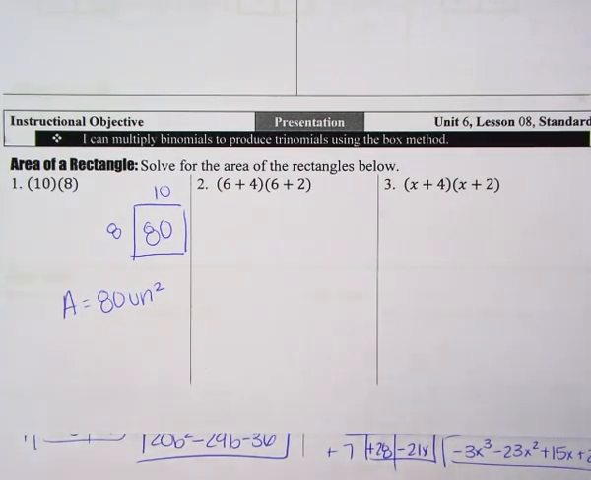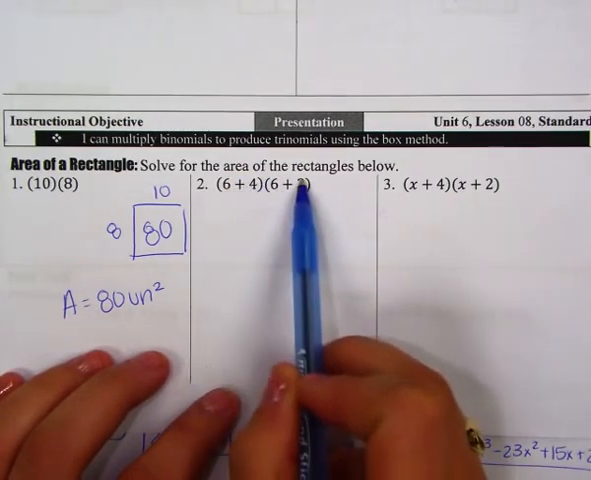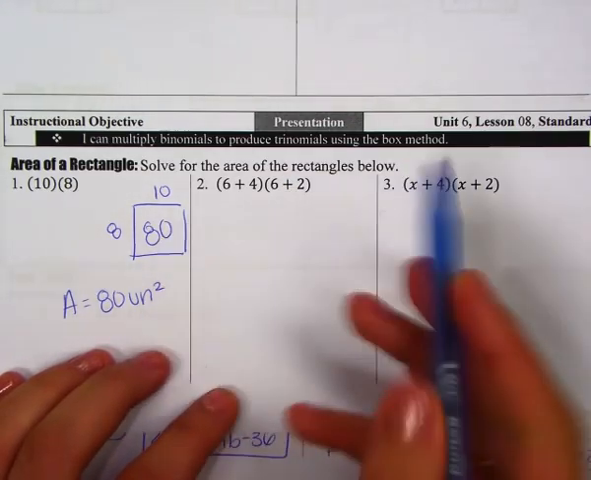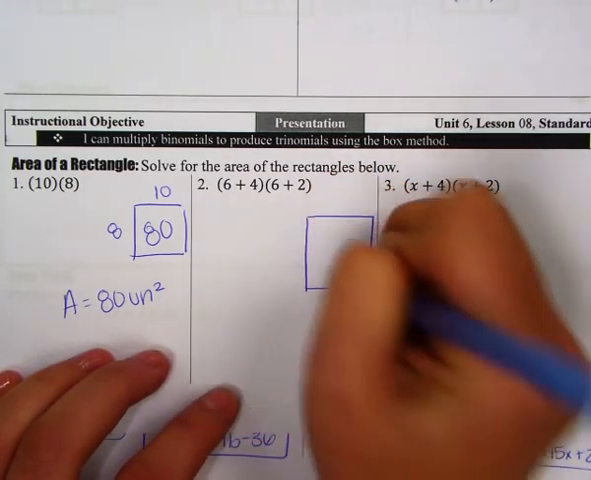Now let's pretend that the side lengths of the box are 6 plus 4 and 6 plus 2. You're right, 6 plus 4 is 10, 6 plus 2 is 8, so the area should be 80. Well, let's go ahead and use the box method like we did last week.